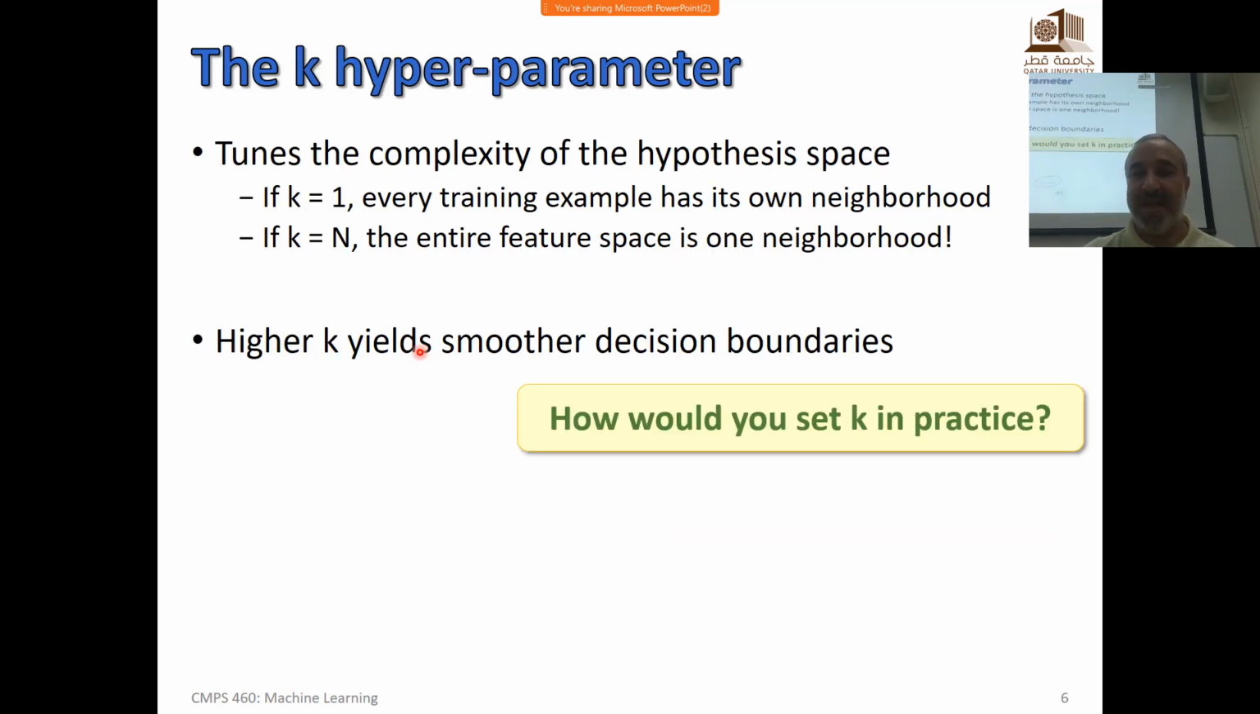Right. If that's the case, then how would we set k in practice? That's your question. How would we get the best value of k? Mariam?